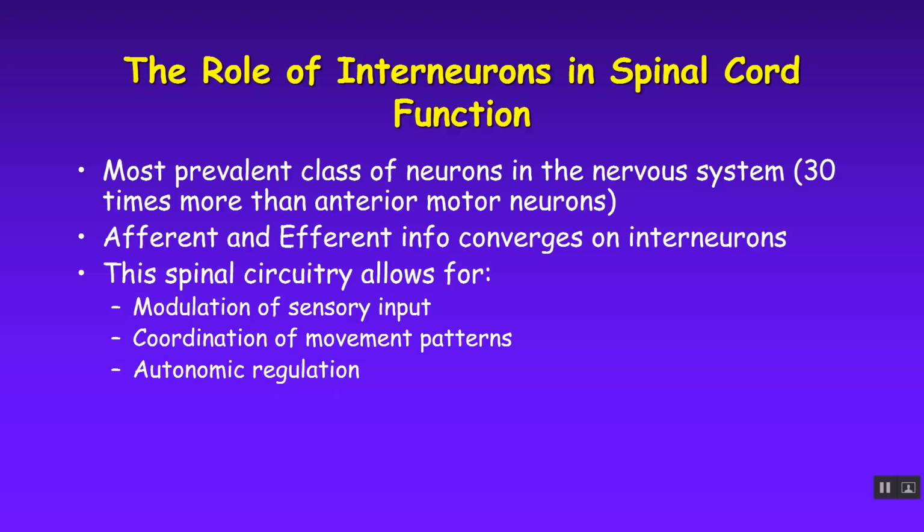It allows for coordination of even fairly complex movement patterns, especially related to postural control and locomotion. And then the autonomic. We have some pretty decent autonomic regulation that occurs just through spinal cord reflexes, okay? We don't have to have a lot of descending control for a lot of our autonomic regulation.